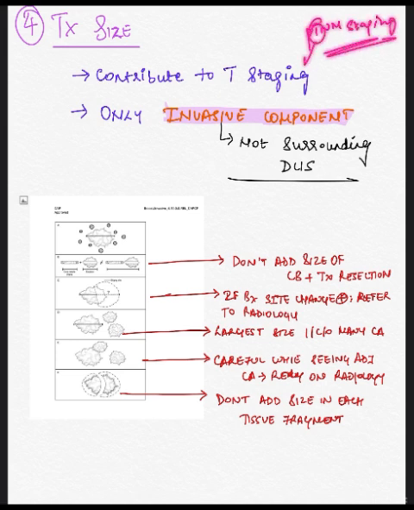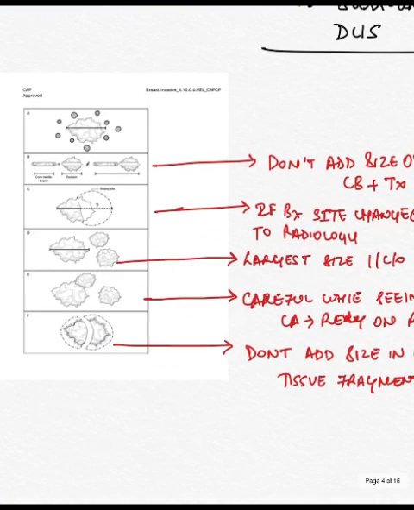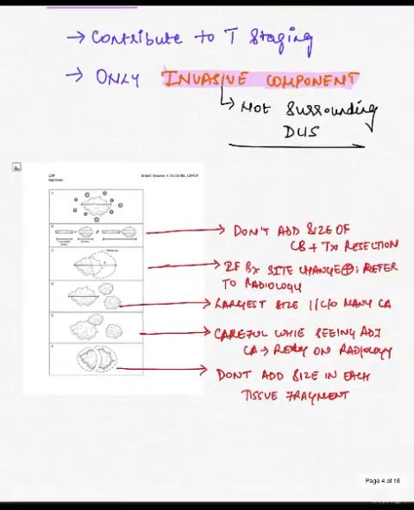This T is tumor size. Only the invasive component is taken into consideration, not the surrounding DCIS. What do I mean by this statement? Please see the diagram here. I will give you 6 situations wherein the tumor size matters. So this is what I mean by this. This tumor size is taken into account, not the surrounding DCIS.